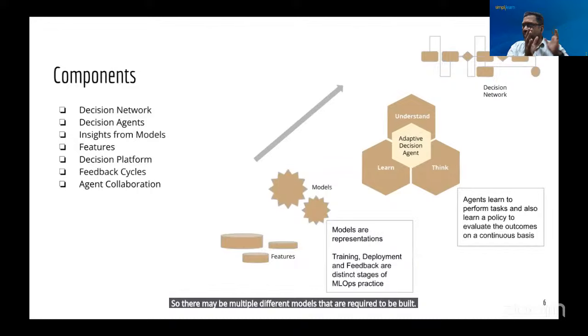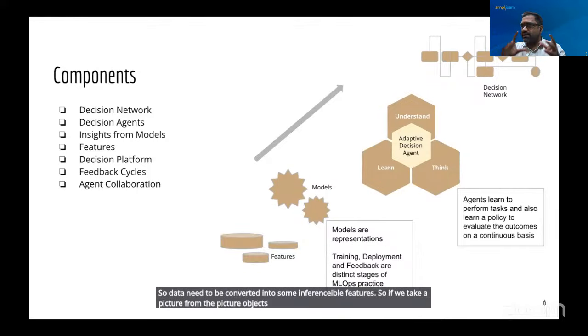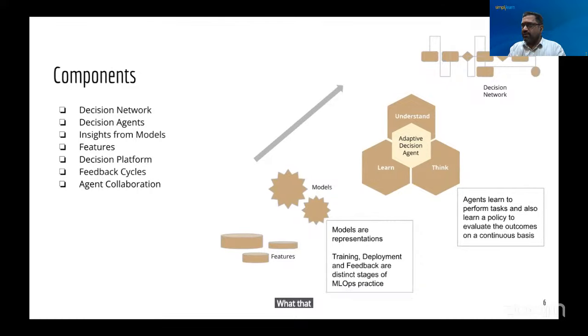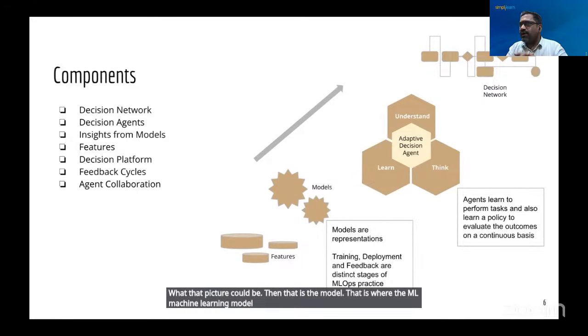So data needs to be converted into inferenceable features. If we take a picture, objects need to be detected, and their size, shape, color, etc. can be the features. Then with these features, if I have a picture with all these objects with this size and shape and this interaction, what that picture could be is the model. That is where the machine learning model will try to understand what will happen.